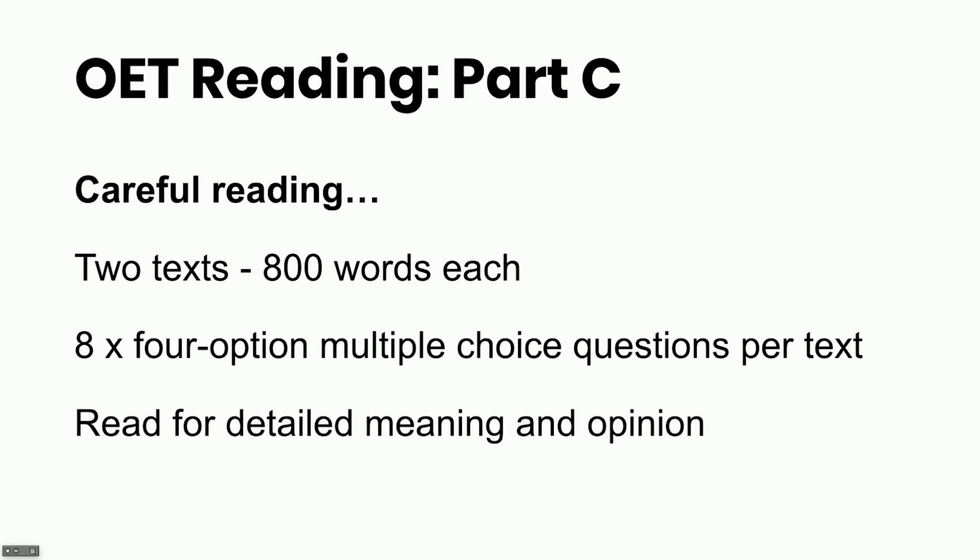So for example, the first question might get you to read for gist or overall meaning. The second question will get you to concentrate on a specific detail. The third question might get you to read for an inference or something like that. So each of the multiple choice questions gets you to read for something. They have a different function. But overall, you are reading for detailed meaning and opinion.